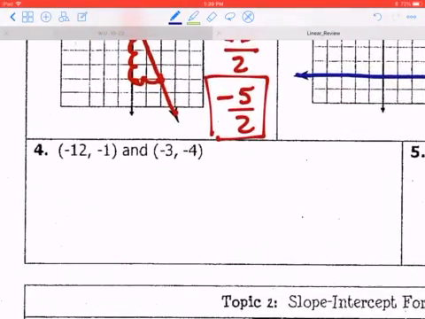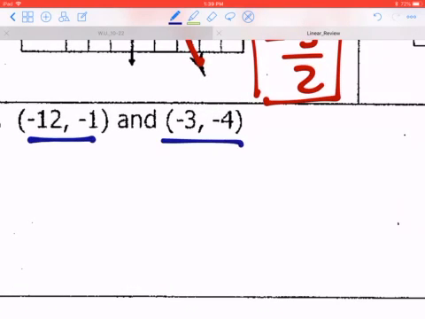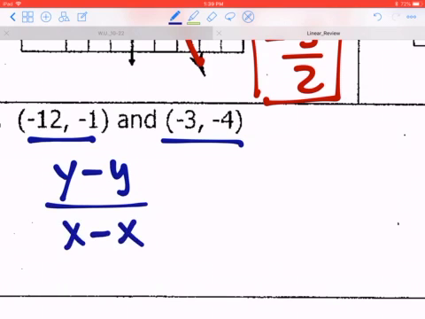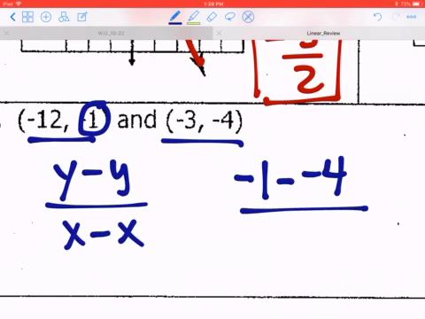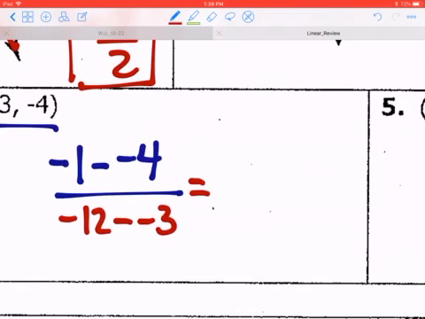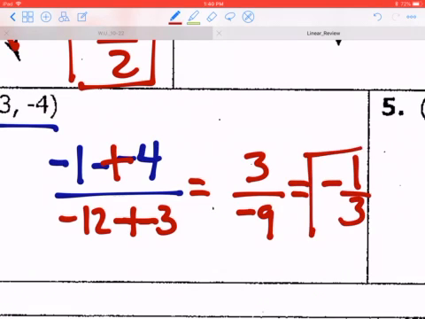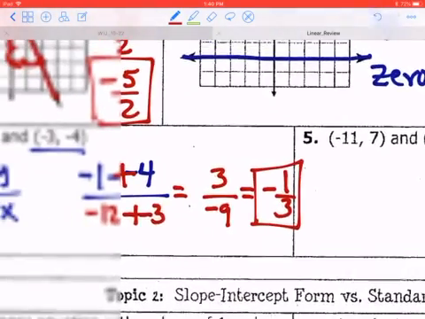When given the points, remember that we're going to do y minus y over x minus x. So we're going to take our y value and subtract it, so negative 1 minus negative 4 over our x value, negative 12 minus negative 3. We subtract this. Negative is positive, so we have negative 1 plus 4, which is 3. Negative is positive, so we have negative 12 plus 3 is negative 9. So negative 1/3, because we always have to reduce the slope.